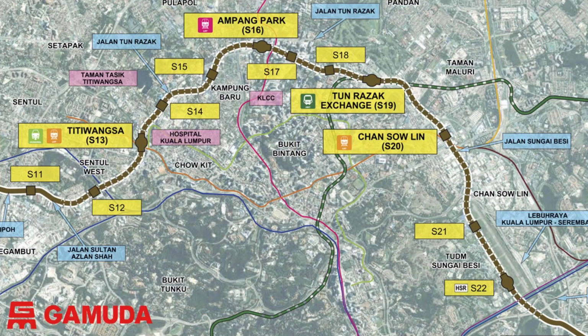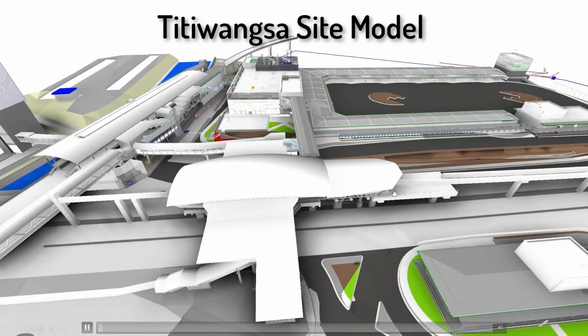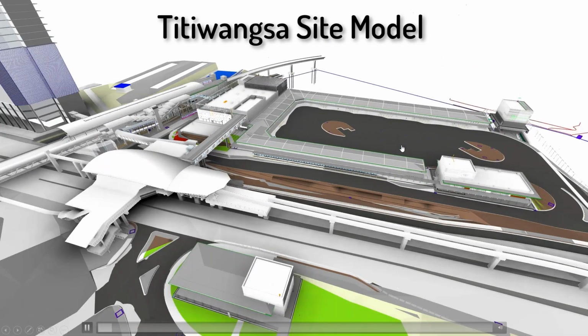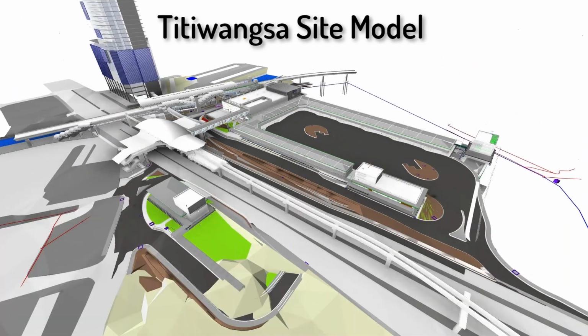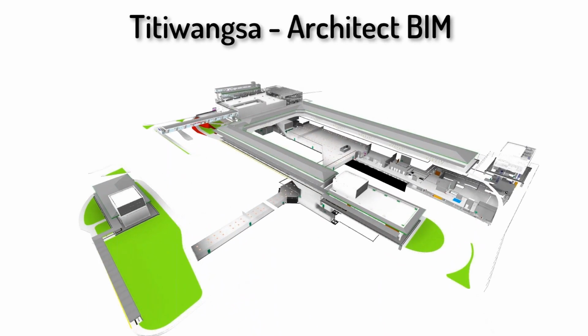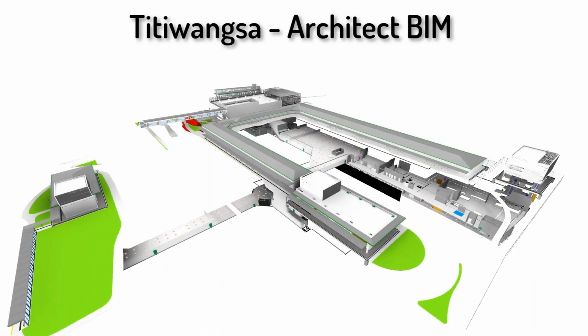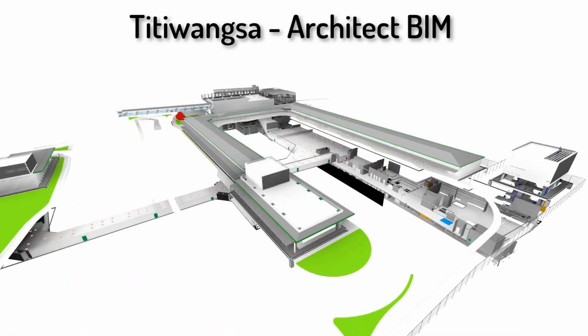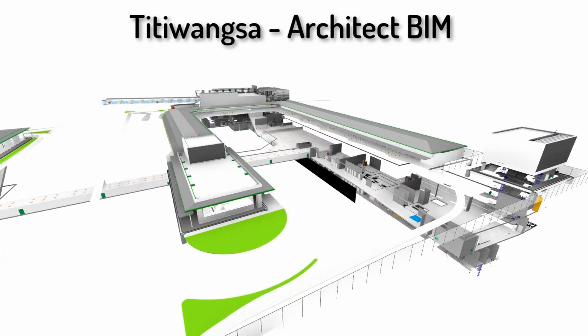There are 10 underground train stations, and all of the stations, all the tunnels, all the ancillary structures were all designed and modeled in Revit. And then the models were used for coordination, for design documentation, for construction documentation, and are now being used for all the MEP installations. So this is just one of these 10 stations. It is at Titiwangsa. This is the architectural model in Revit. So you can see that first rule, only model the Revit architecture.